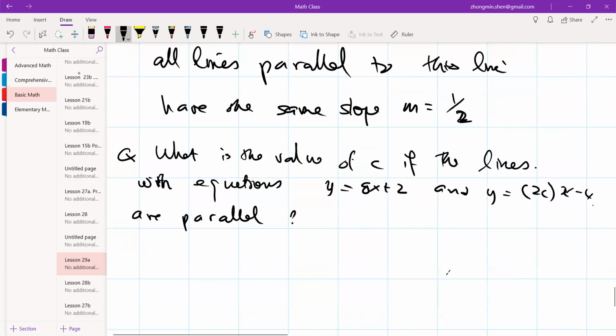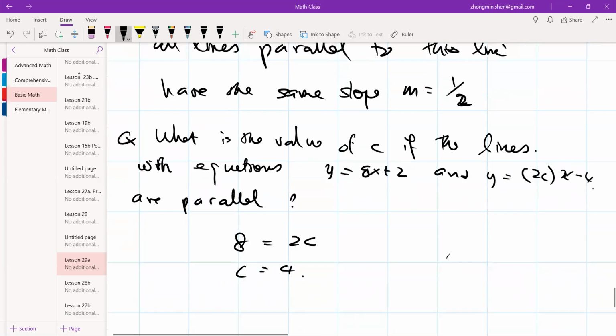So y equals 8x plus 2. So that's the x-intercept. Has a slope. And y equals 2x. We just need to find C. Oh, that's easy. That's 4. C equals 4. So if you know the slope, where I find the slope, then 8 equals 2c. So C is going to be 4. So that's about the slope of a line.